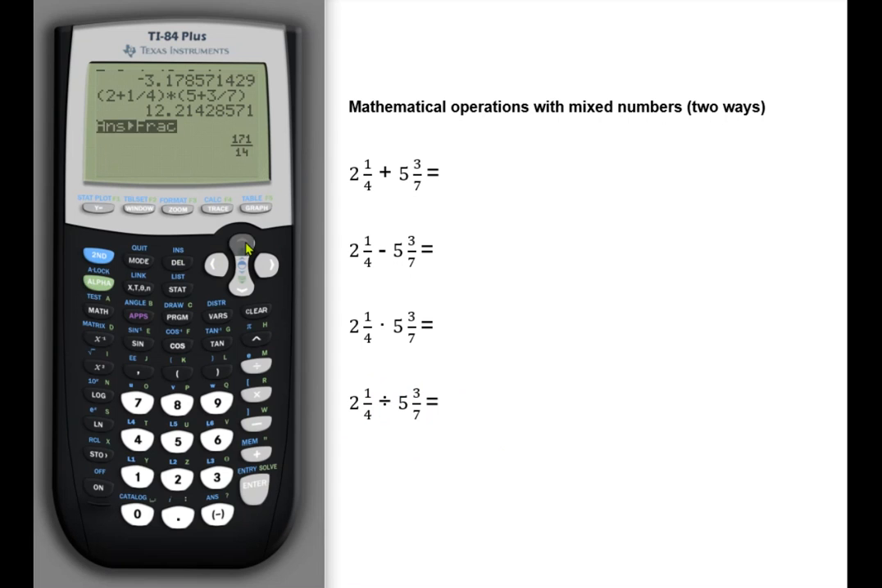I will simply use what we typed for multiplication, and I will change multiplication into division, hit enter, and again convert into fraction.